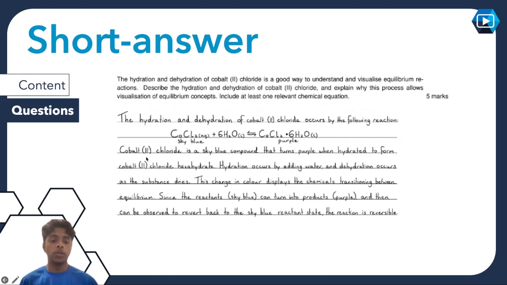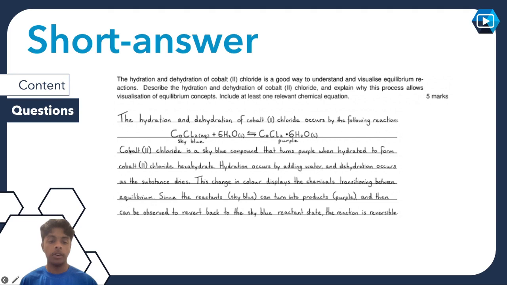So, cobalt-2 chloride is a sky blue compound that turns purple when hydrated to form cobalt-2 chloride hexahydrate. Hydration occurs by adding water, and dehydration occurs as the substance dries. This change in color displays the chemicals transitioning between equilibrium. So that's very good. That is essentially, he's already talked about 2 to 3 key points there.